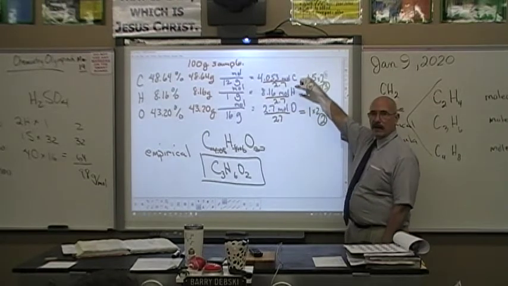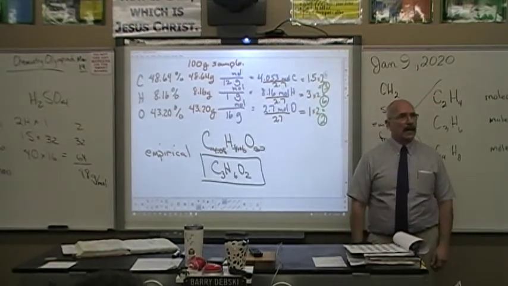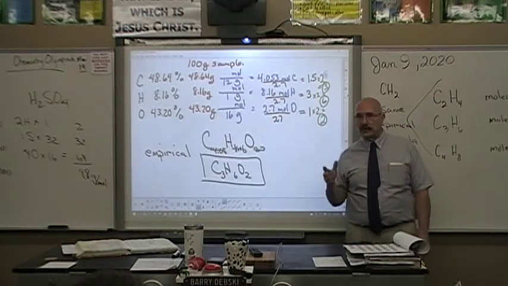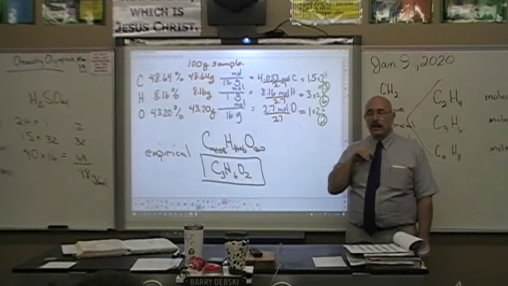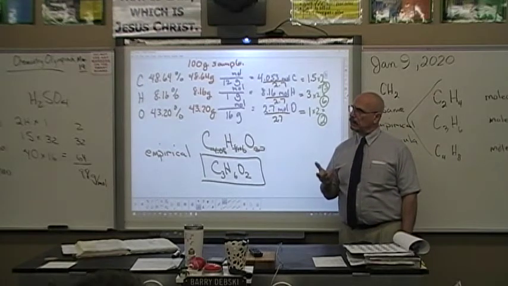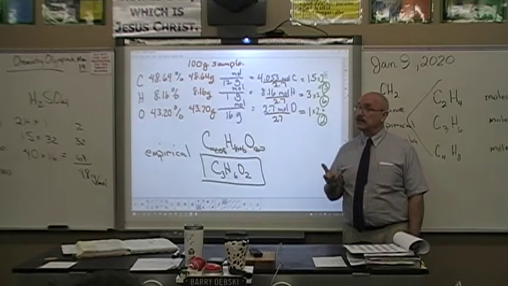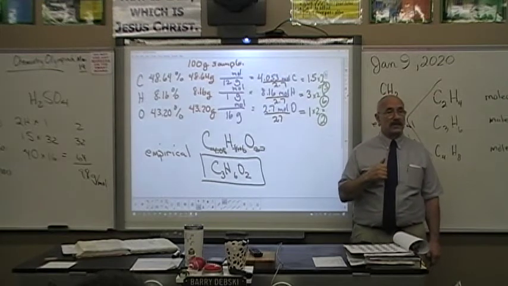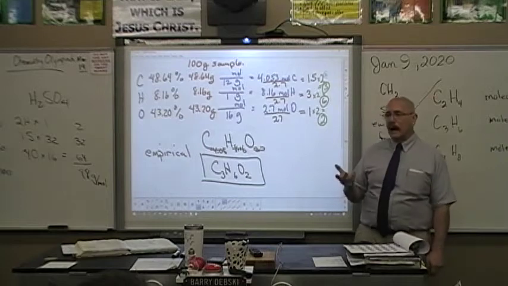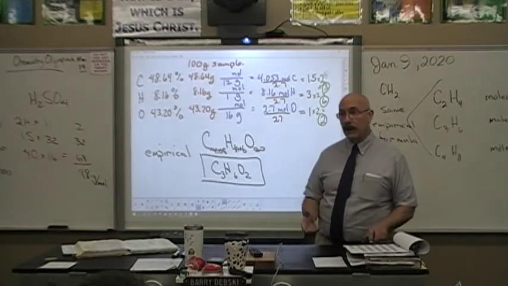If you see a 0.5 here, multiply by 2. If I saw a 0.33 or something close to a third there, multiply by 3. If I saw 0.67, which is 2/3, multiply by 3. If I saw something like 0.25, multiply by 4, right?